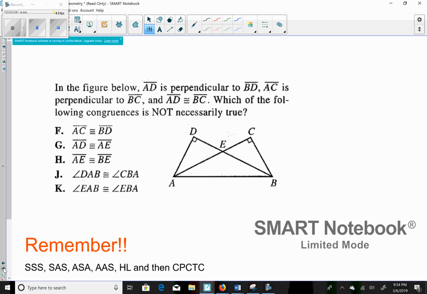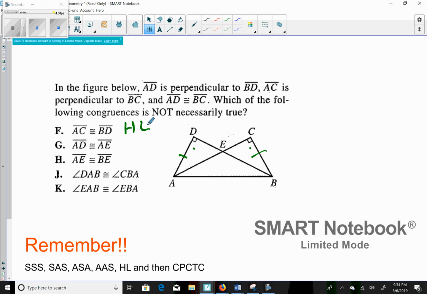The next one, it says the figure below, it tells you that AD is perpendicular to BD and AC is perpendicular to BC. So that's marking these two right angles here and here. And AD is congruent to BC. Which of the following congruencies is not necessarily true? Well, if I look at this, I can see that AC congruent to BD, that's going to be true because of the hypotenuse leg theorem.